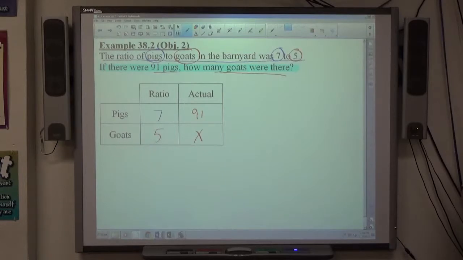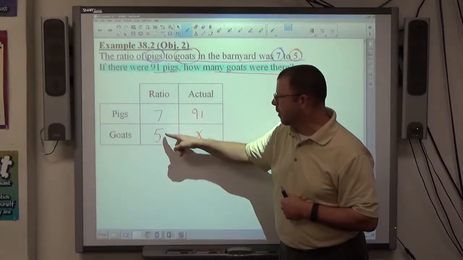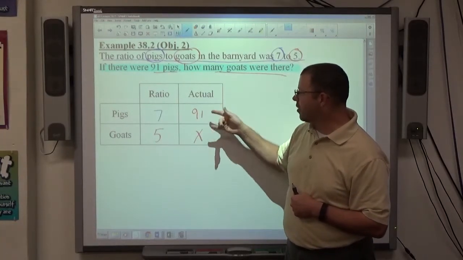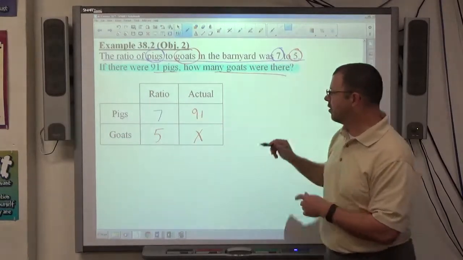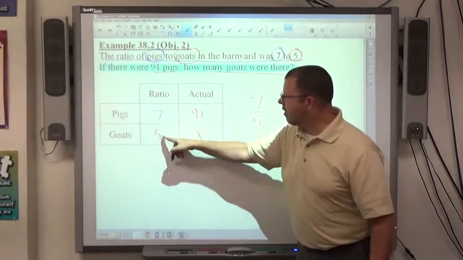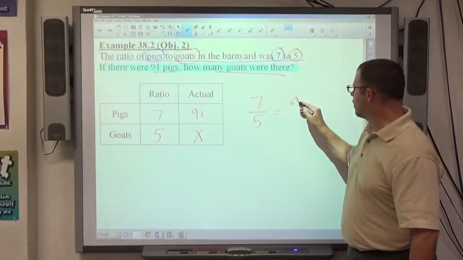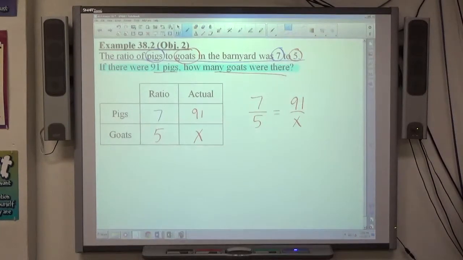And then what I can do with that information in that chart that's been nice and organized, putting everything where it belongs. Both of these represent ratio numbers, 7 pigs, 5 goats. Both of these represent actual numbers. There were actually 91 pigs. We don't know how many goats there were. Once you get everything set up in its right location, the fraction created by the first two equals the fraction created by the second two. You create a nice little proportion out of that.